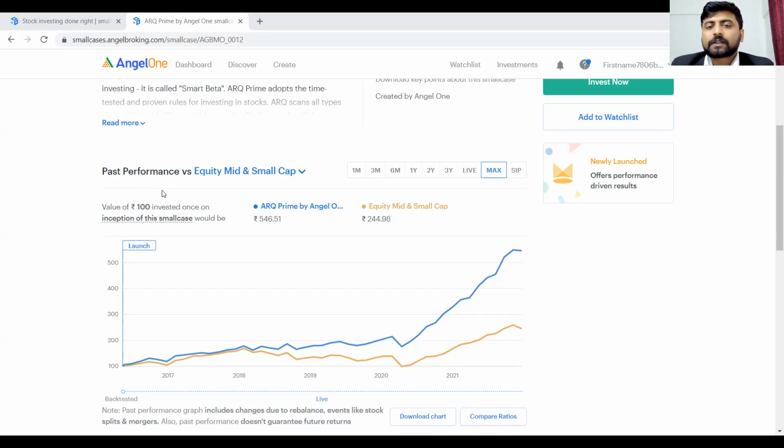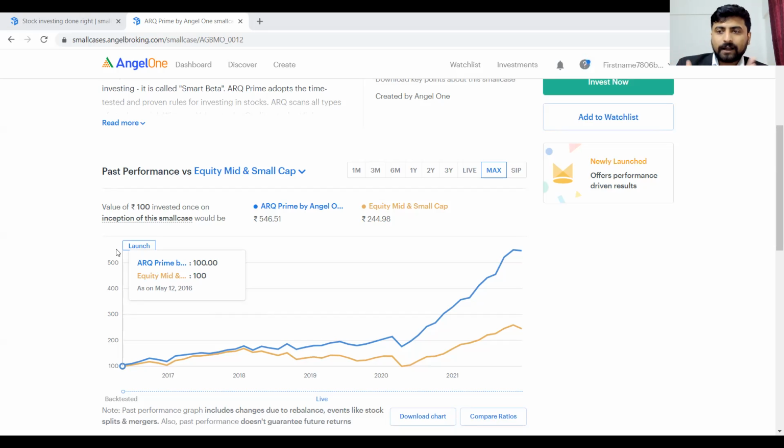Now, let us explore how to understand and read the performance here. As you can see, this particular small case has a launch date attached to it. You can see that the launch date was on May 18th of 2016. And from then on, we can notice that the notional value is placed at 100 for both the equity index and for the small case in question. What this means is that we are going to start calculating the portfolio's value from 100. This is based on a simple assumption of what would have happened to this portfolio or small case if you had started with 100 rupees of investment.